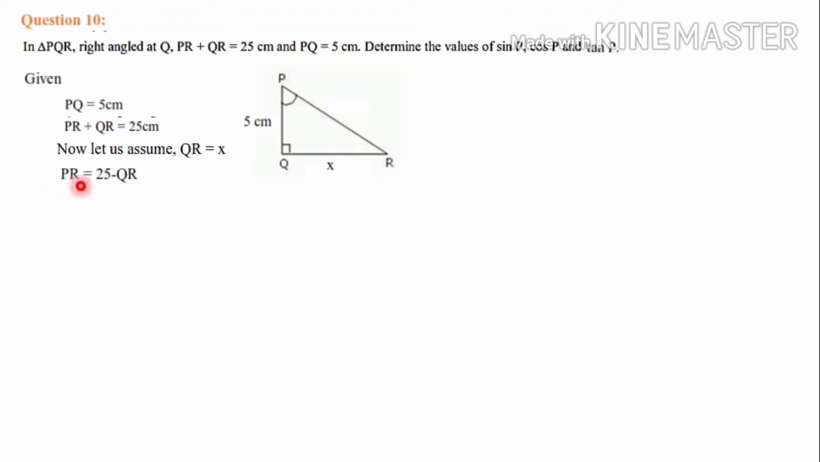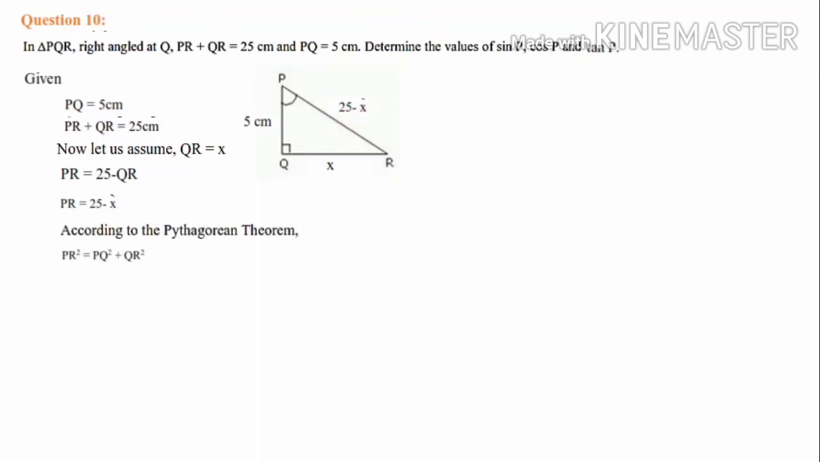Then PR is equal to, this QR will come to the right side, that is 25 minus QR. Plus QR coming to the right side, it becomes minus QR. So PR is equal to 25 minus QR. Then PR is equal to 25 minus QR, we have taken as X, so 25 minus X. Let's mark it on the diagram.